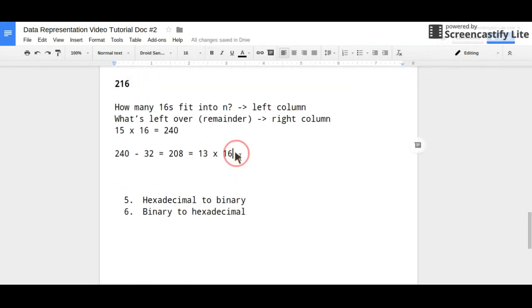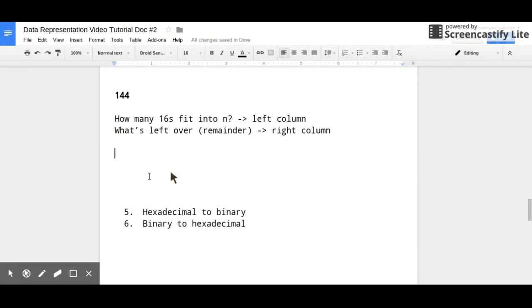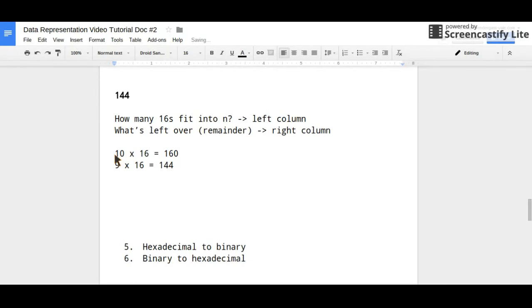So let's have a look at doing another denary number. This time we're going to do 144. Again, it's just the same process, and all you're thinking about is how many 16s fit into n. This time n is 144. So what I know here is that 10 times 16 is 160, and if I take away 16 from that, what I actually get is 144. Okay, so 9 times 16 is 144.